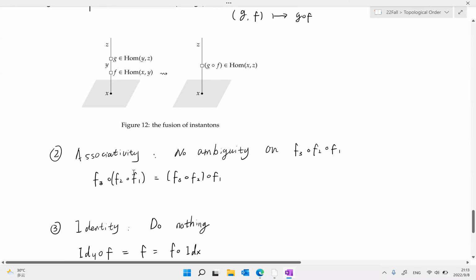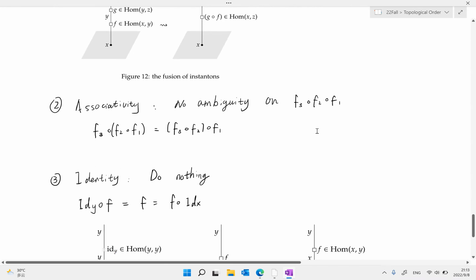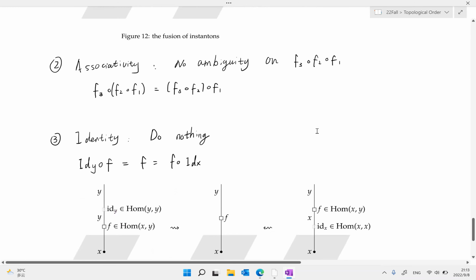The aim of associativity is to make sure that this product has no ambiguity, and I think we can prove that. If the associativity of three instantons holds, then any number of instantons should hold. Yeah, I think it should.